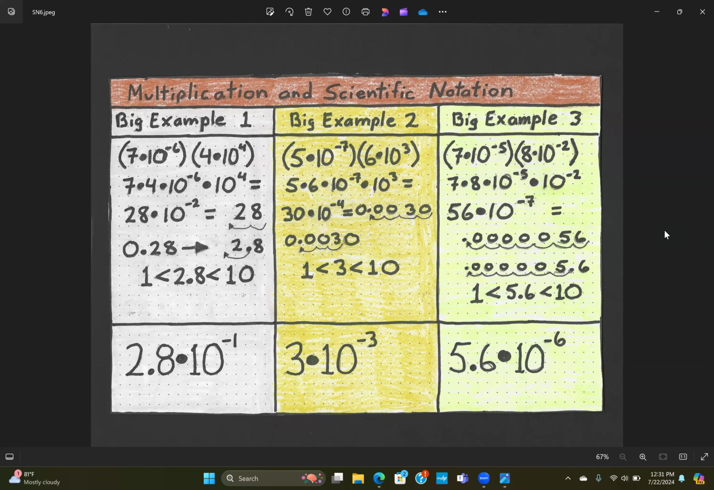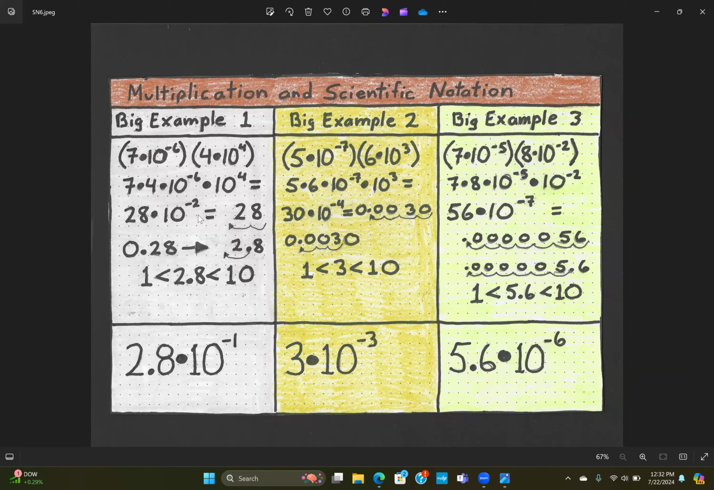Let's take a look at big example one, in which we have the quantity of 7 times 10 raised to the negative 6 times the quantity of 4 times 10 raised to the fourth power. In this case, we're going to just multiply 4 times 7, which will give us 28. And we're going to combine the ones with the same base. So we have a 10 here and a 10 here. And we have a negative 6 and a positive 4, and a negative 6 plus a positive 4 would give us a negative 2. And now we have 28 times 10 raised to the negative second power.